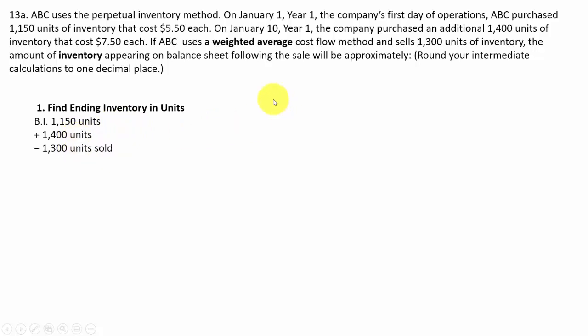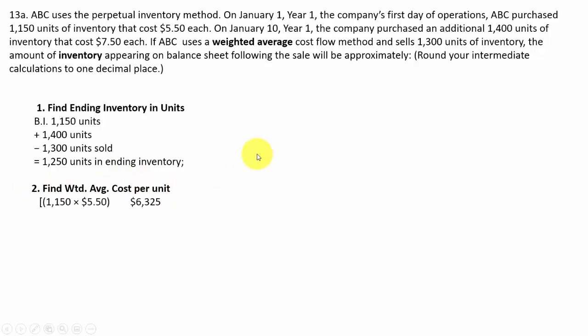And then they sold 1,300 units. Let's see, where would that be? That would be, and they sold 1,300 units inventory. And so we want to know the ending inventory total, which would be beginning inventory plus what they purchased minus what they sold. This would give you a total of 1,250 units in ending inventory. That's the first step. Now, next step is to find the weighted average cost per unit.